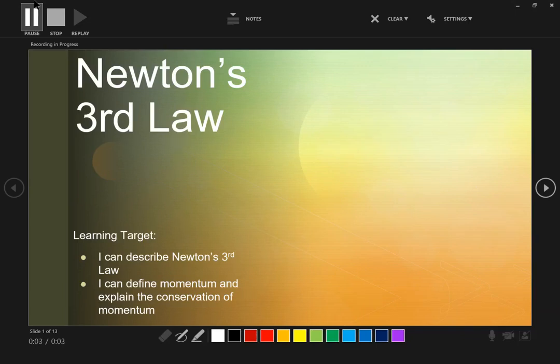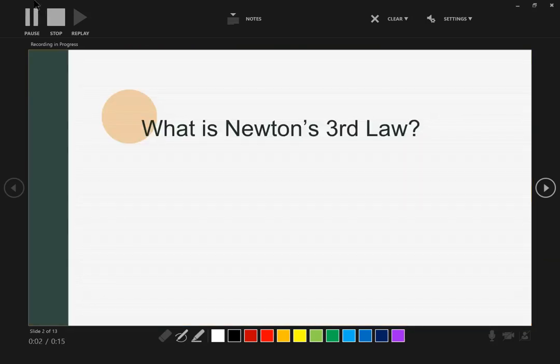These notes are all about Newton's third law. So your learning targets are, I can describe Newton's third law, and I can define momentum and explain the conservation of momentum. What is Newton's third law?